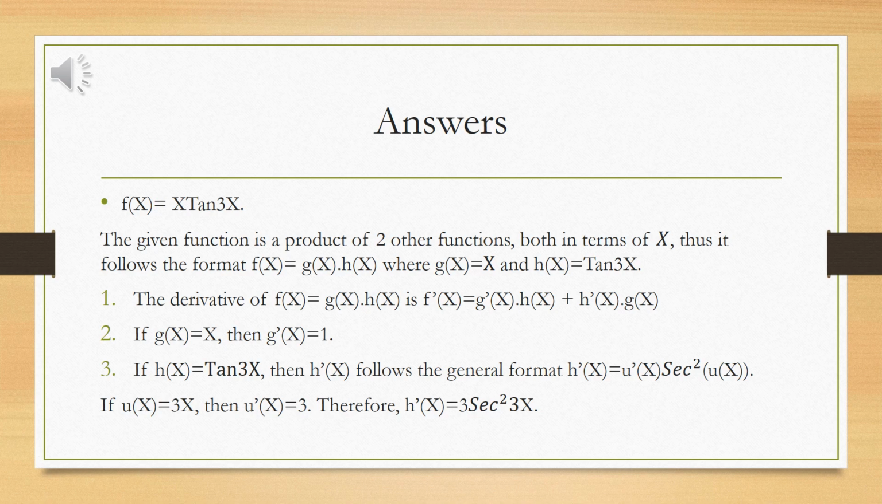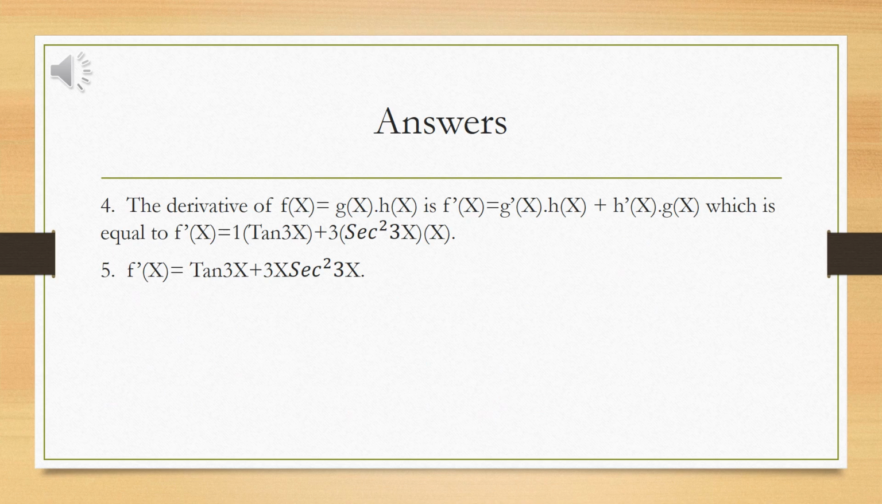If g of x is x, then g prime of x is 1. If h of x is tangent 3x, then h prime of x follows the general format h prime of x equals u prime of x secant squared u of x. If u of x is 3x, then u prime of x is 3. Therefore, h prime of x is 3 secant squared 3x.